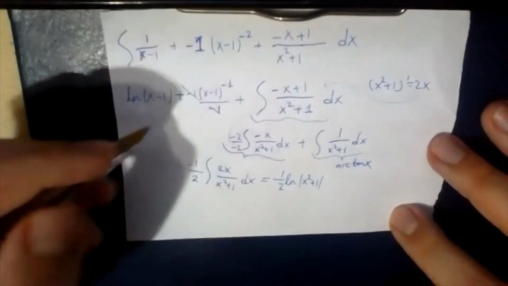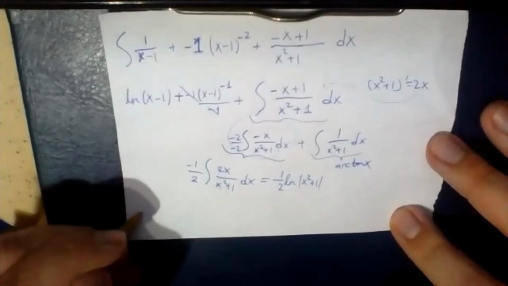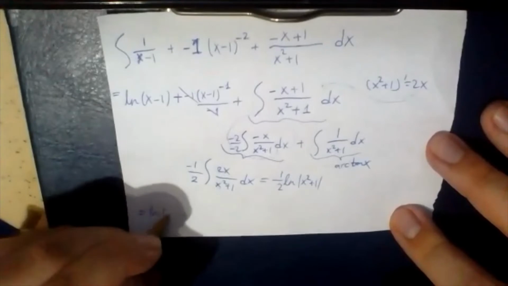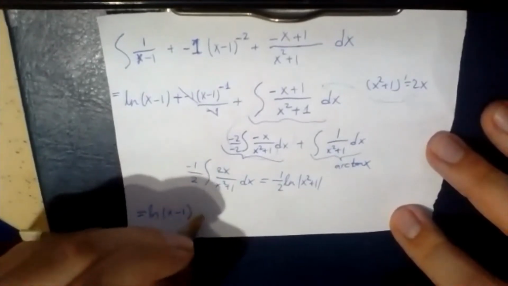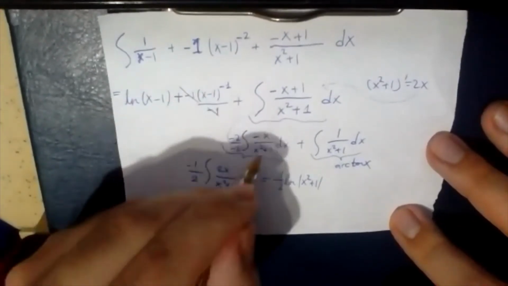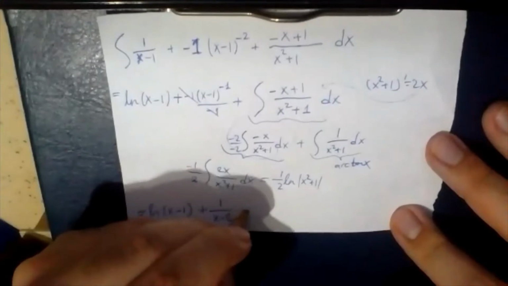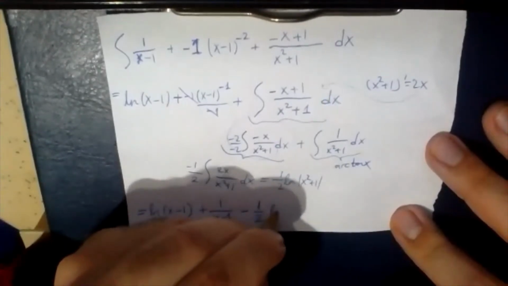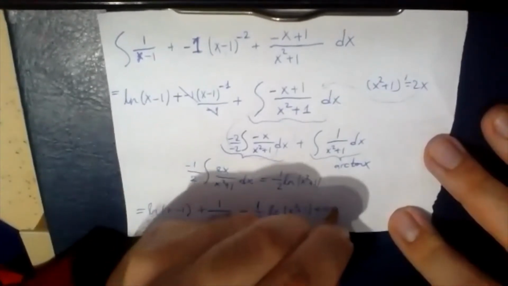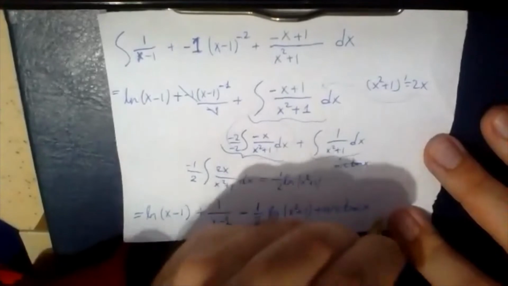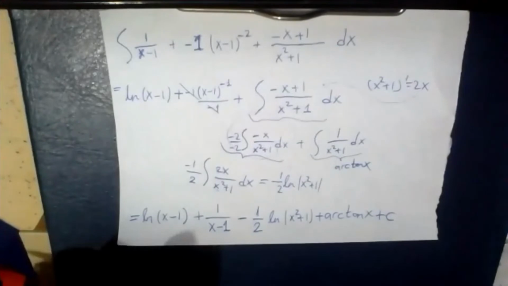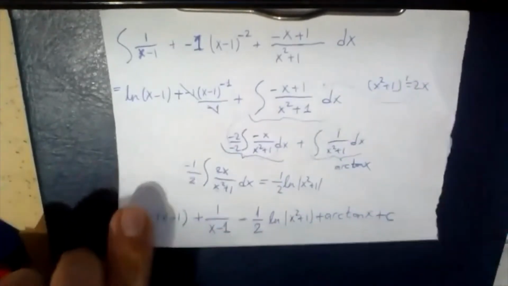So when we plug everything in, the answer will be ln |x minus 1| plus 1 over x minus 1. I wrote this, and this integral: minus 1 over 2 times ln (x squared plus 1) plus arctan x plus constant c. So this was the answer of question 22.